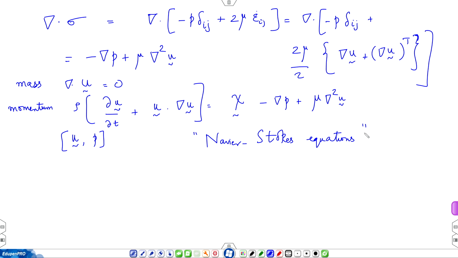See, saying flow will follow these 2 equations is not useful, because what do you want? You really want the distribution of velocity, distribution of pressure. You want u, you want p. So, you have to solve these equations. We will discuss the solution of these equations as we go along. Okay.